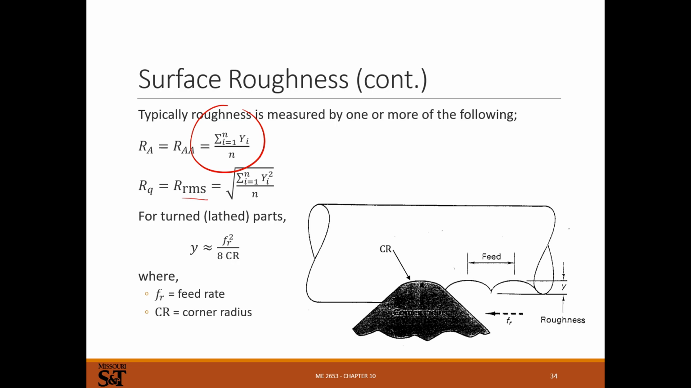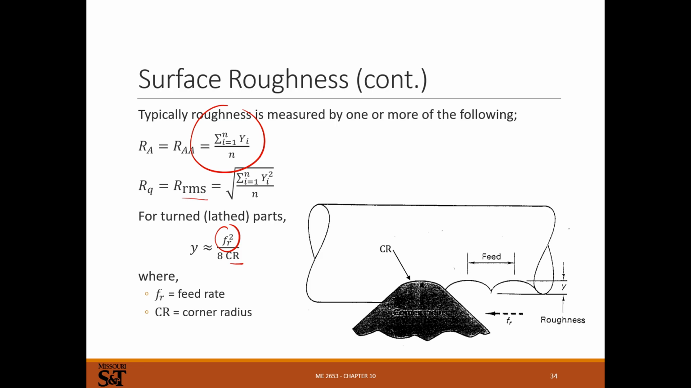You can estimate it for turned parts with your cutter radius: feed rate squared over 8 times the corner radius. You have to know the corner radius of your tool, which you probably know, and you probably know your feed rate too, so you could estimate it pretty well. You can actually get pretty good surface finish on turning. We'll talk more about that later on in the class.